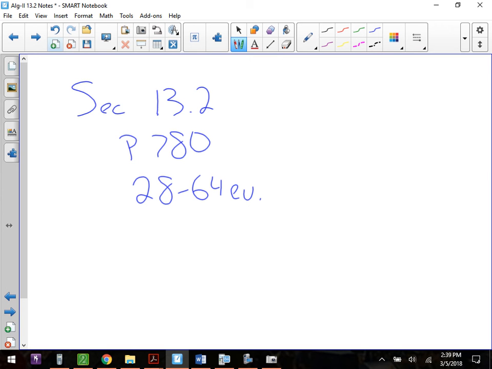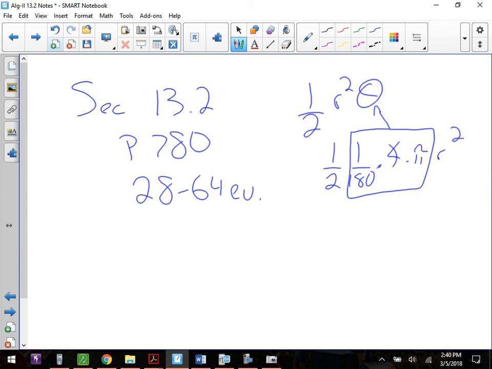Yes, ma'am. Yeah, it's 1/2 radius squared theta. Theta is in radians, so it's basically 1/2 times 1 over 180 times your angle times pi r squared. This value here is theta, because theta goes in radians. Make sense? It's super easy. I know you guys will be fine with it.